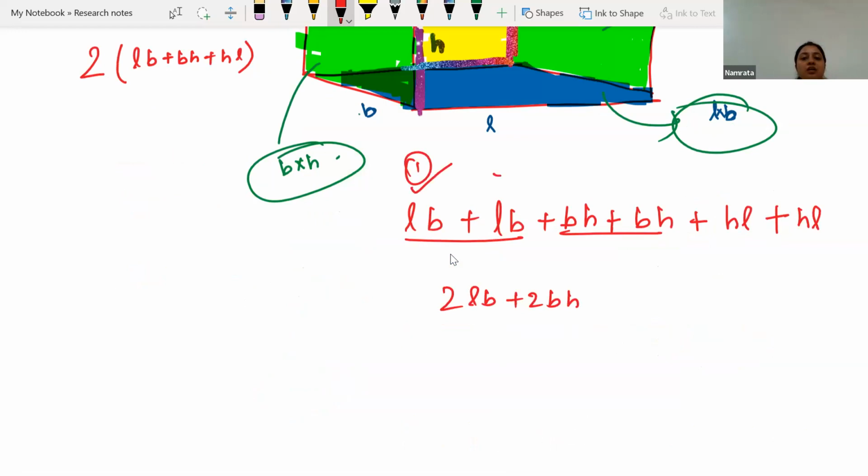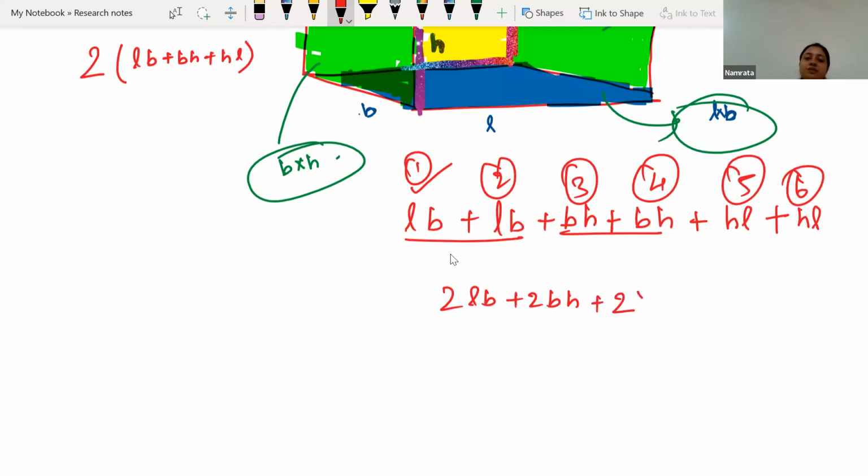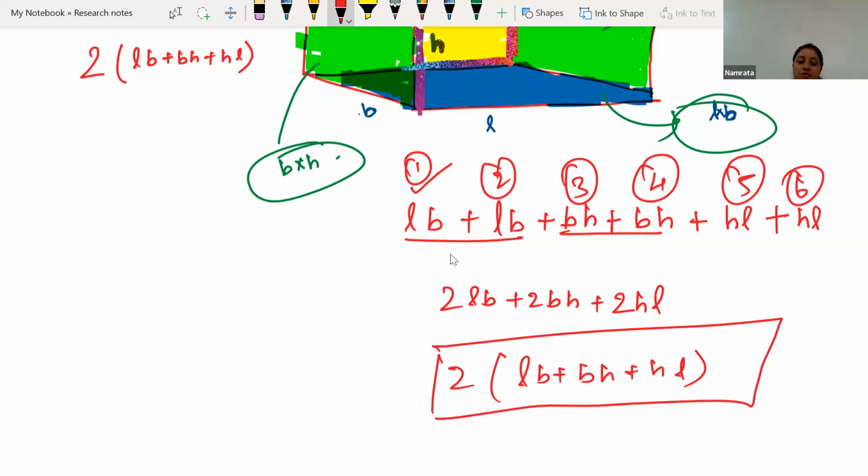One surface, another surface, another surface, and so on. The area of all the surfaces added together will give us the total surface area of this three-dimensional shape. That is 2 times length into breadth, breadth into height, height into length. This is the formula you can see in your book, and you need to memorize it. The whole explanation was about from where exactly this formula came out. Clear?